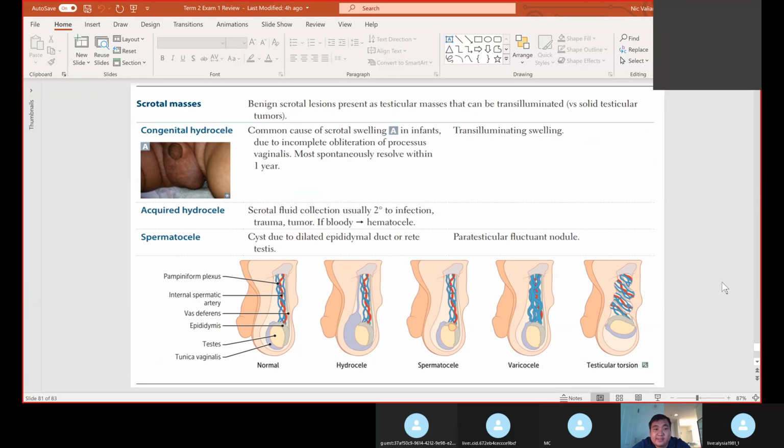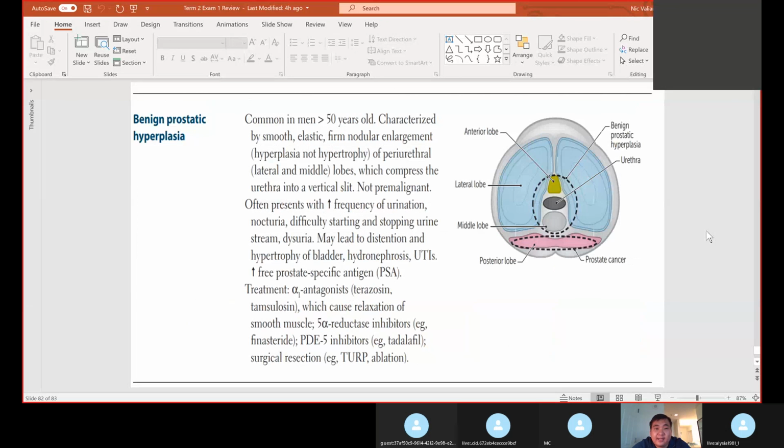Another high yield, hydrocele and spermatocele. What's the difference? Hydrocele, if you transilluminate it, the swelling is easily transilluminated. If you shine a light on the scrotum, you can see it. This is due to what? Failure or incomplete obliteration of your processus vaginalis. Spermatocele, however, is different. This is a cyst due to a dilated epididymal duct or rete testis. So when you shine a light there, you cannot see illumination. Okay, that's high yield.